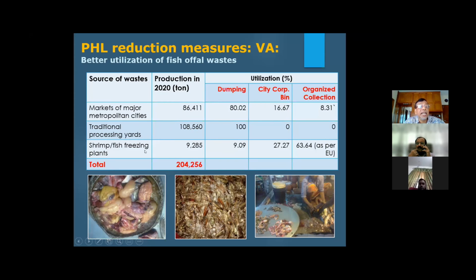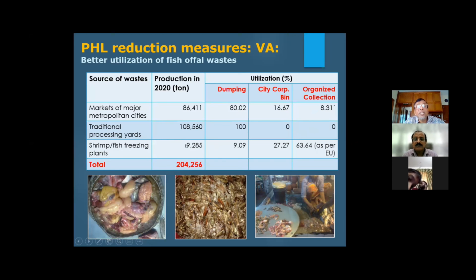tons last year. And shrimp and fish processing plants produced over 9,000 metric tons, total 200,000 metric tons, and almost all of the market cutting waste is dumped. Only 16.67% is collected by the city corporation, and they don't have any use for it. But organized collection is 8.31%, and they collect it for producing fish meal. They dry the scales, also export to somewhere. And for traditional fish processing yards, 100% is dumped, no organized collection.